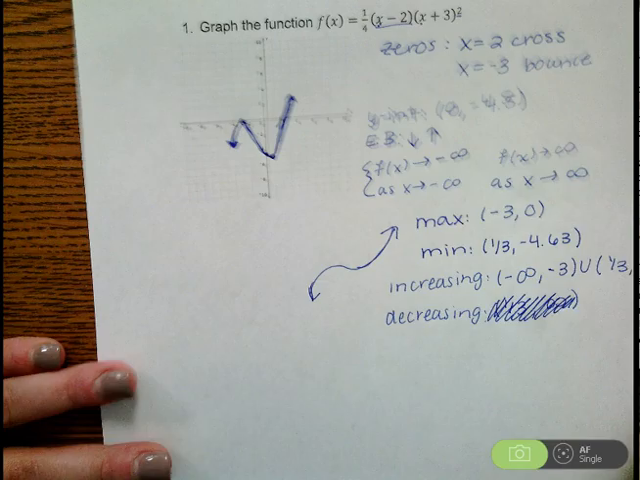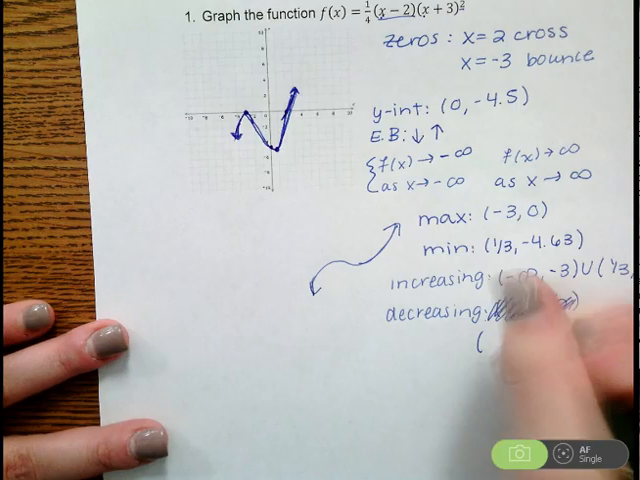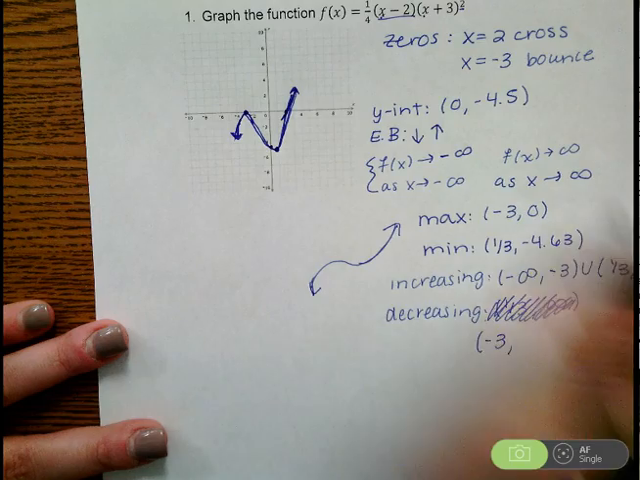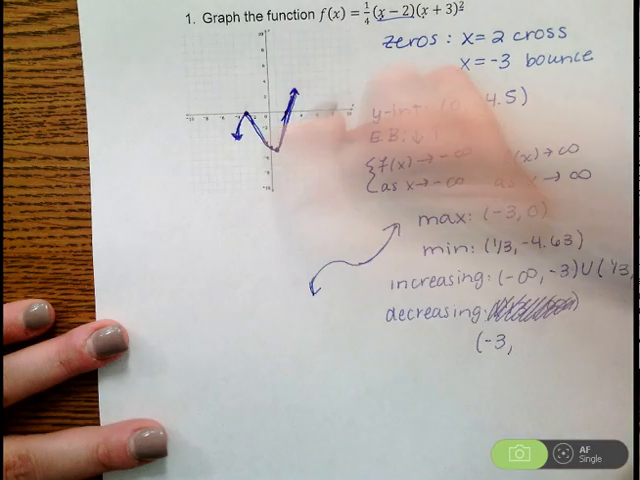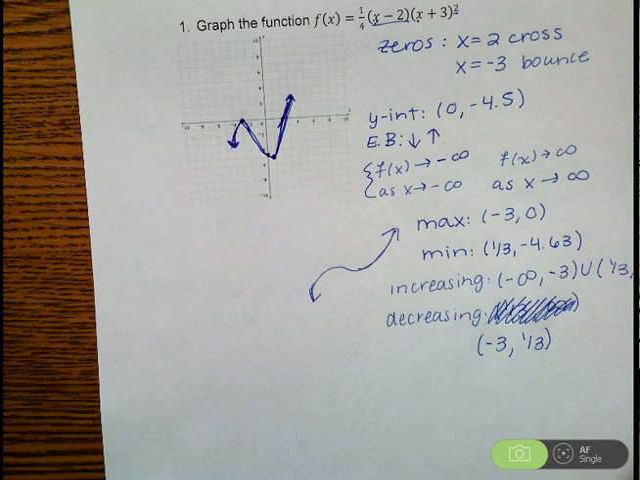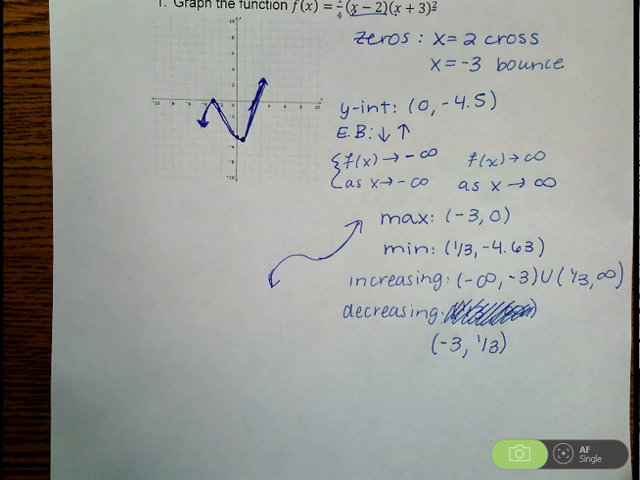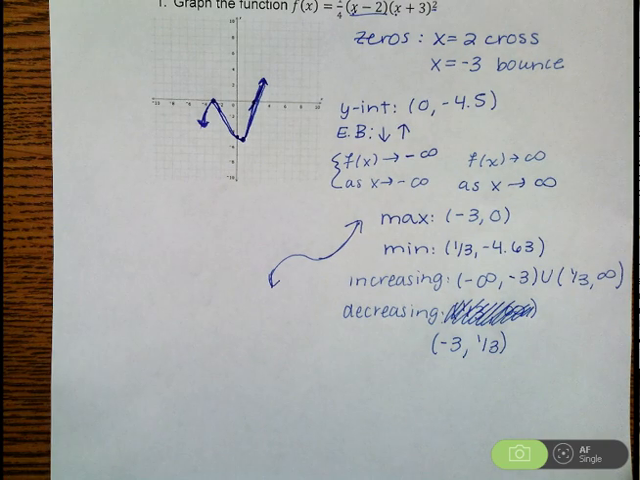We are decreasing in between. We start decreasing at negative 3, and we continue decreasing until we hit that minimum value, which is positive 1/3. Keep in mind we use open brackets or parentheses when we're talking about increasing and decreasing, because at those points you're neither increasing nor decreasing. Think of it as you're at the top of the roller coaster or the bottom of the roller coaster. You're neither going up nor down.